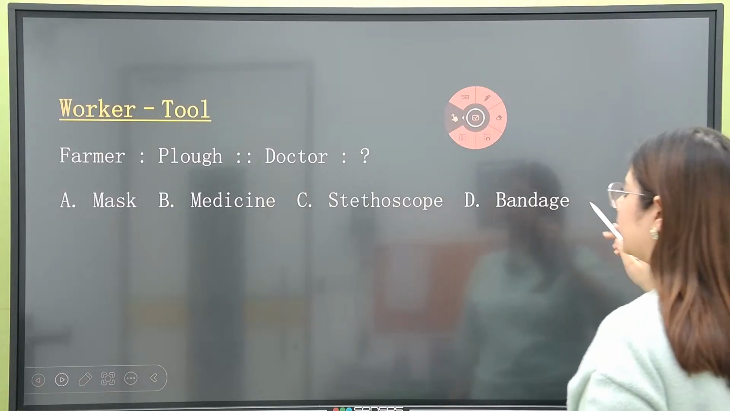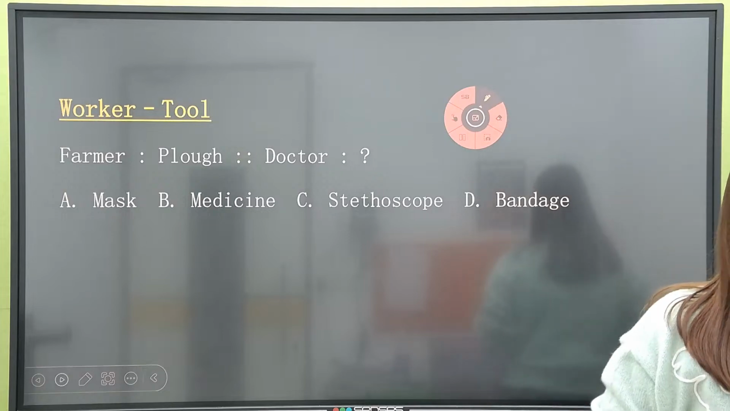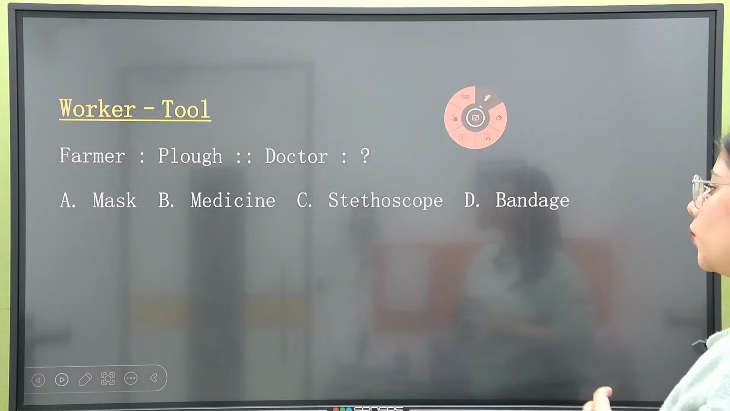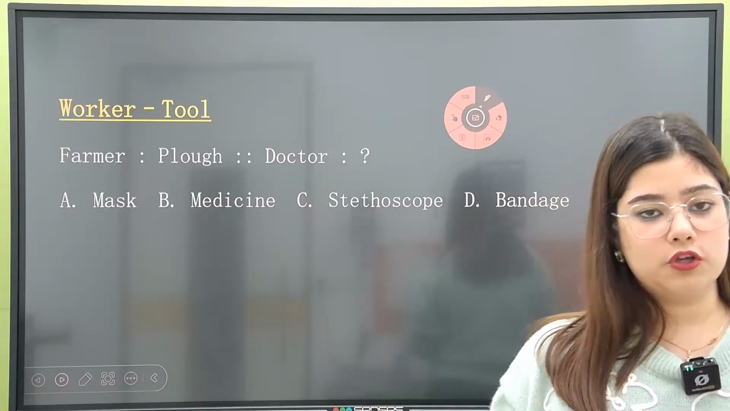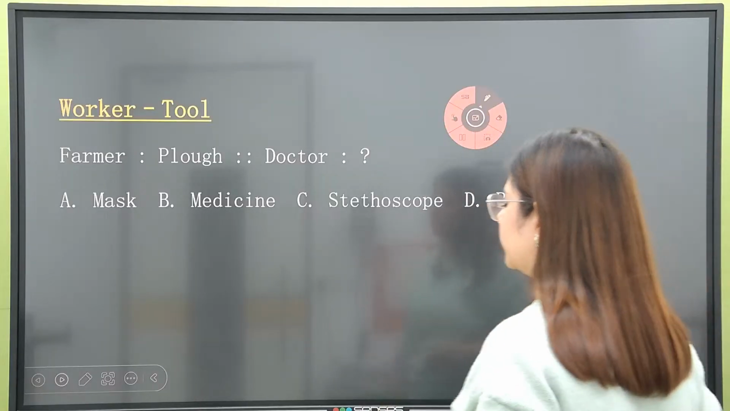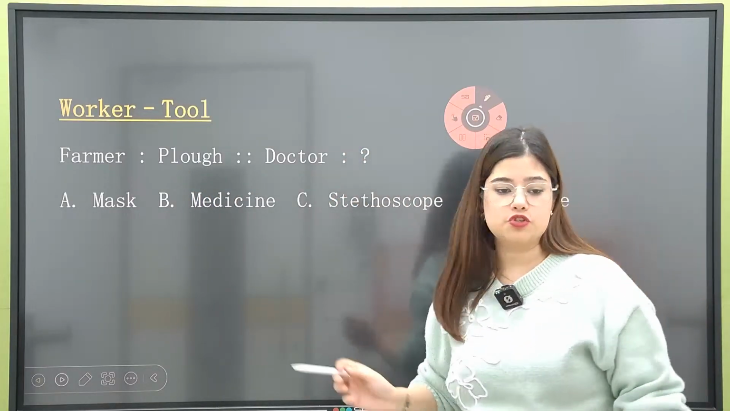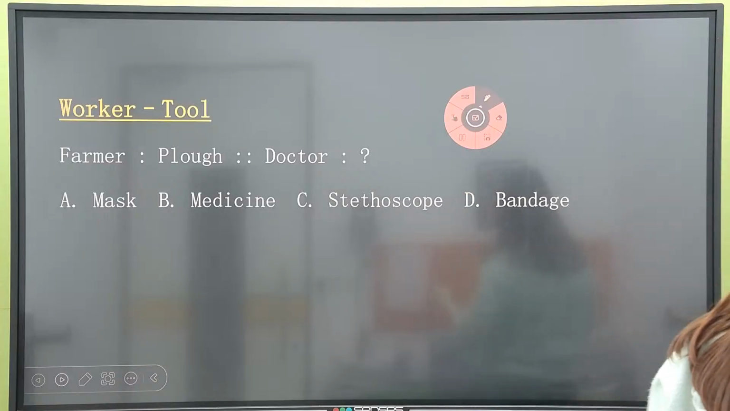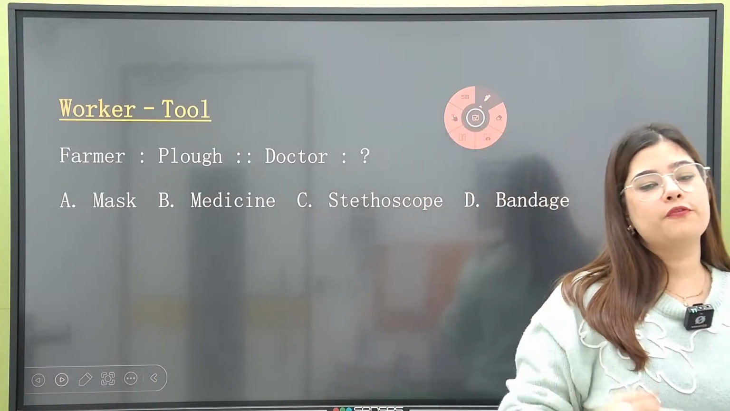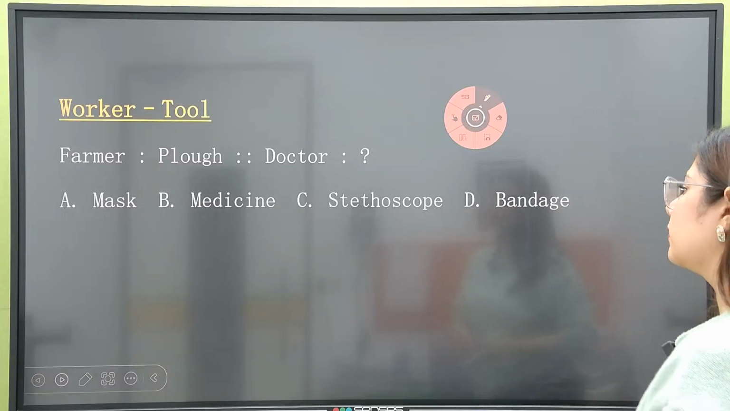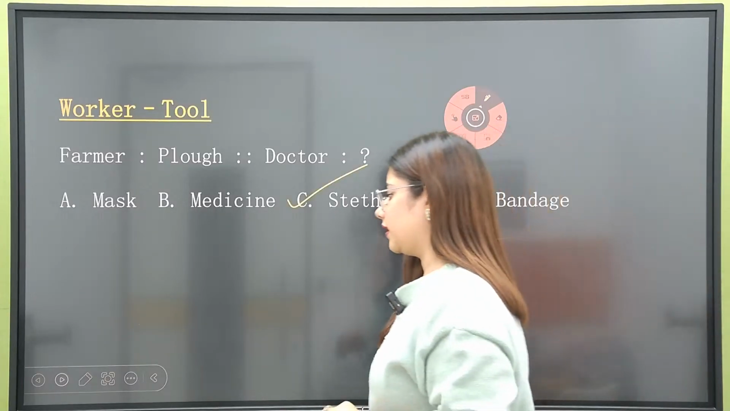Next relationship, worker to tool. The first part of the sentence would consist of a worker, and the second part would consist of a useful tool that the worker uses or that the worker is associated with. Farmer is to plow, such as doctor is to. So a farmer uses a plow for farming, and a doctor uses a stethoscope for examining the patients externally. So option C is the correct answer here.